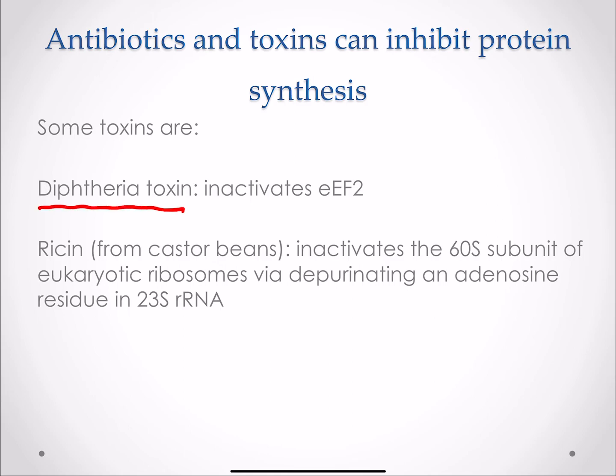Diphtheria toxin is a very potent toxin, and it's going to inactivate eukaryote elongation factor 2. So remember, that is the one that brings in the GTP. That's very important for making our peptides. Ricin is from castor beans, and this inactivates the 60S subunit of eukaryote ribosomes. And so, again, you can't make your full ribosomal unit, and you can't make proteins.